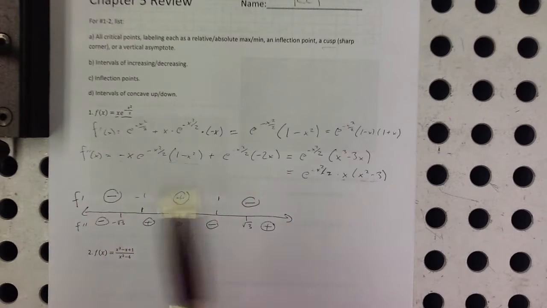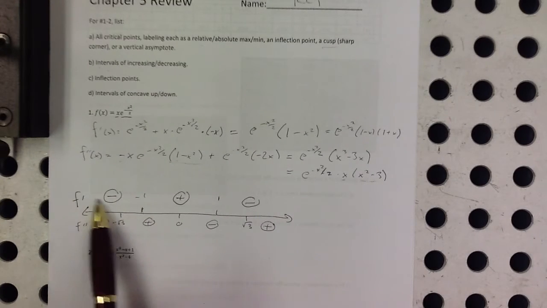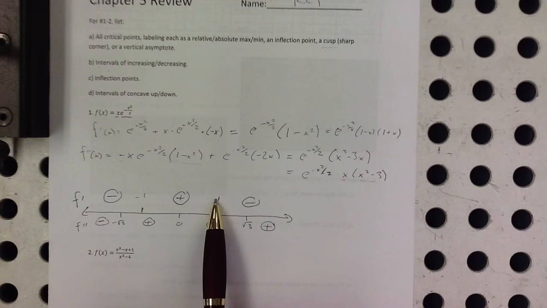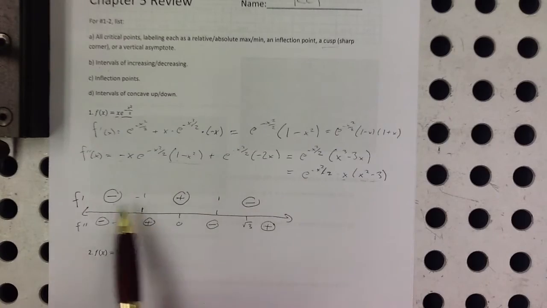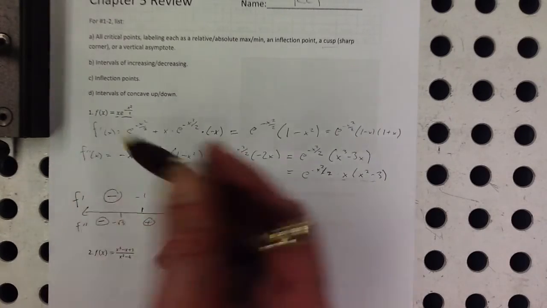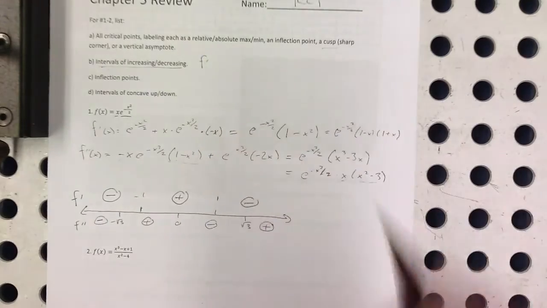Intervals of increasing and decreasing, well, here they are. From negative infinity to negative 1, it's decreasing, and then it's increasing from negative 1 to 1, and then decreasing again from 1 to infinity. Notice I'm looking at the first derivative. Intervals of increasing and decreasing, those are questions about f prime.